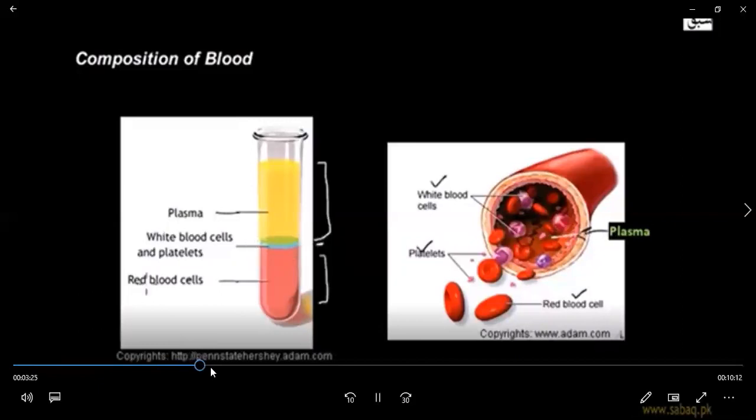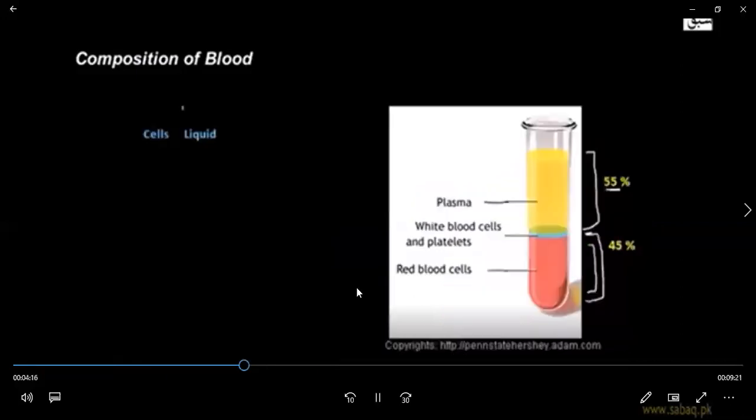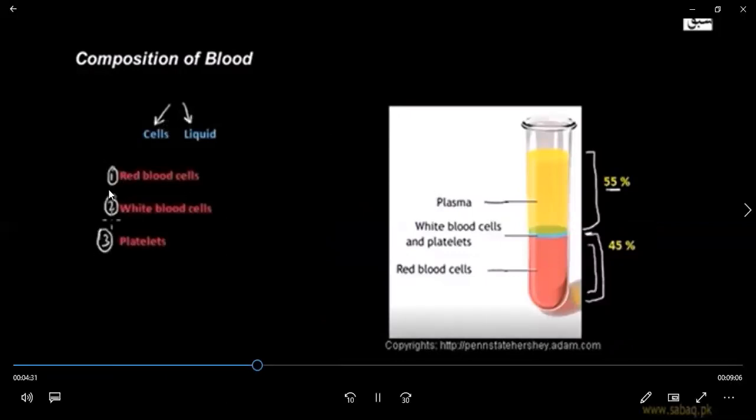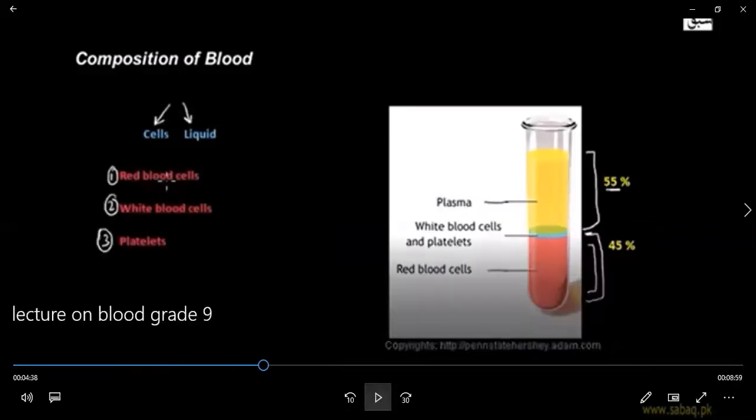This is, as you can see, plasma is 55% and all the other three cells are 45%. So in short, what is the composition of the blood? The blood comprises basically two things. One, the cells, also known as formed elements, and the other is liquid. The liquid part is the plasma, and the cells have three types: red blood cells, white blood cells, and platelets. These three cells have their own different kinds of functions.